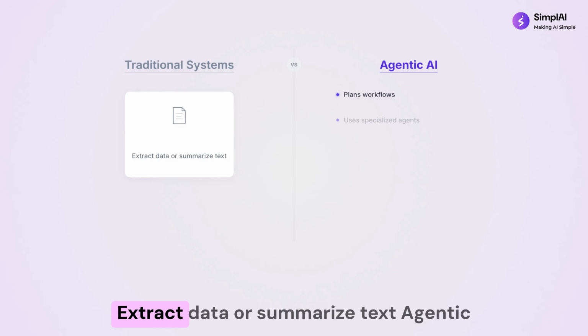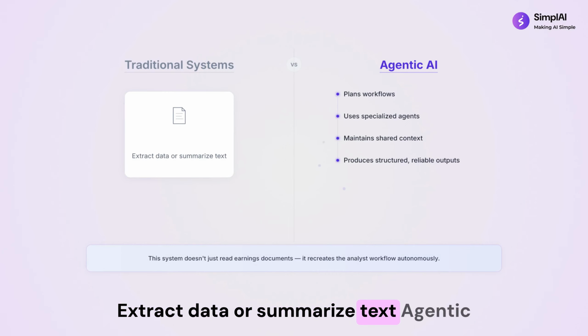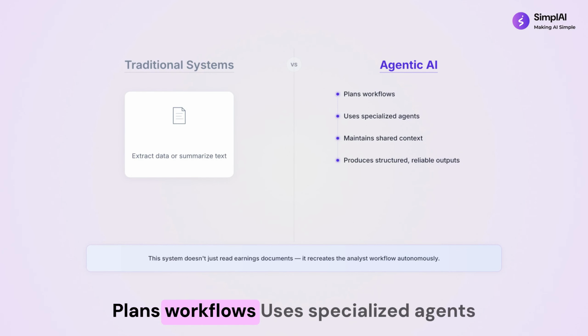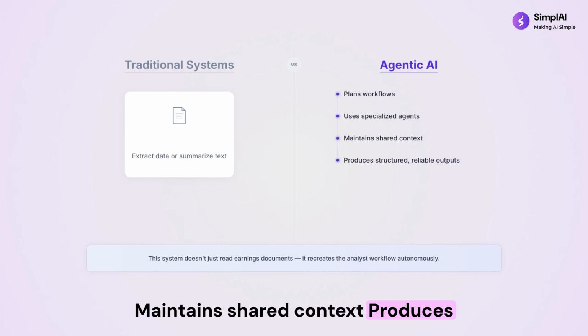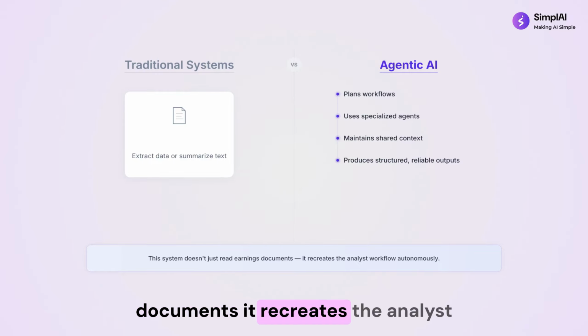Traditional systems extract data or summarize text. Agentic AI plans workflows, uses specialized agents, maintains shared context, and produces structured, reliable outputs. This system doesn't just read earnings documents, it recreates the analyst workflow autonomously.